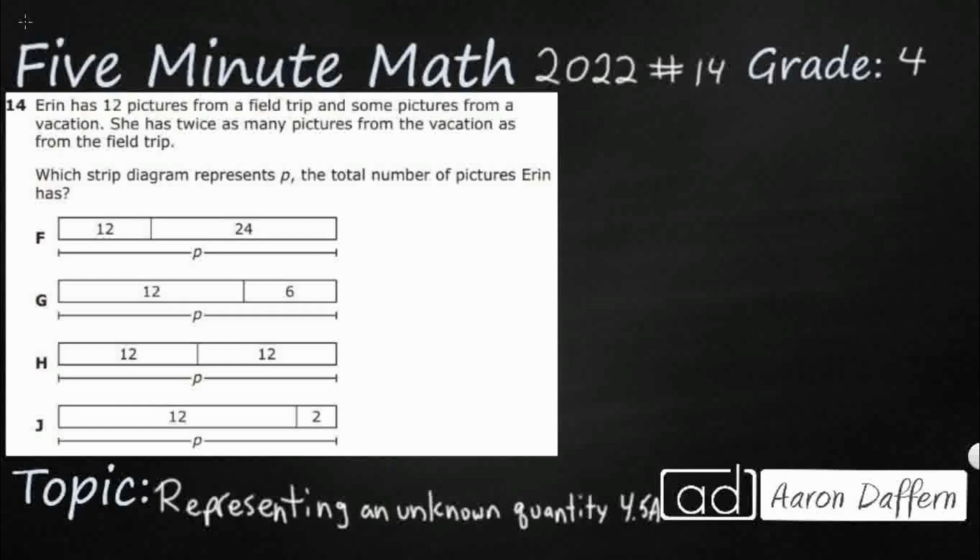Today we are looking at the 4th grade concept of representing an unknown quantity. This is standard 4.5a in the great state of Texas, and we are using item number 14 of the 2022 released STAAR test. If you haven't done so already, please go ahead and take a moment to pause the video, work this problem out on your own, unpause it, and we will look at our answers together.